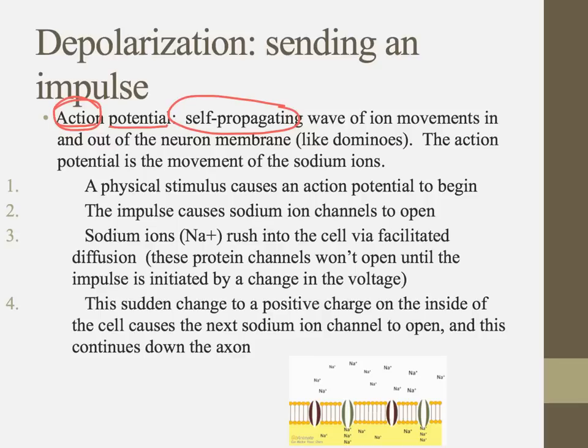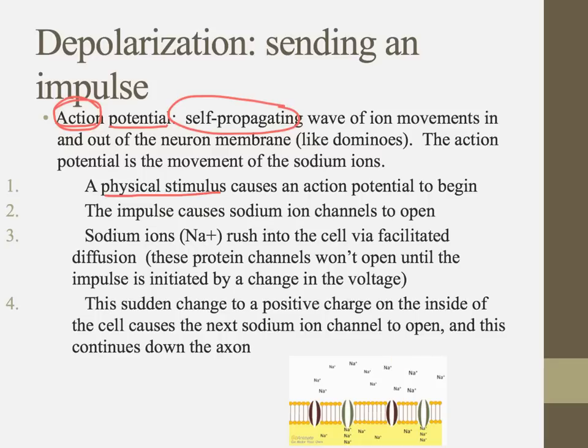When we say ion movements, we're really going to be able to trace those sodium ions going in and out of the cell, creating this wave-like action down the axon. So here's how that works. First, we're going to get some kind of a physical stimulus to cause an action potential to begin. Now remember, those sodium ions have already been pumped out of the axon for the resting potential.